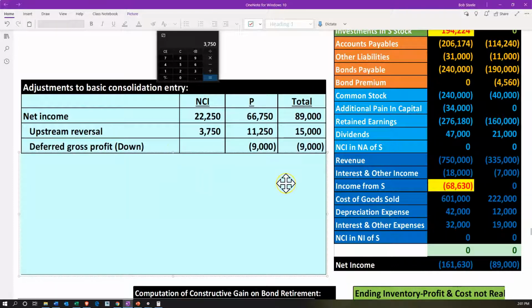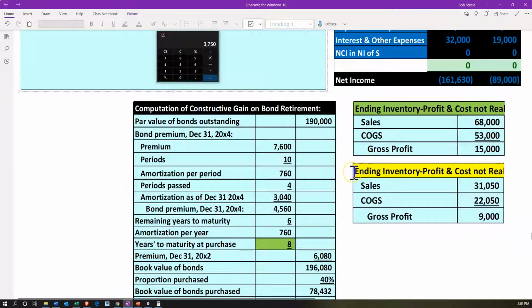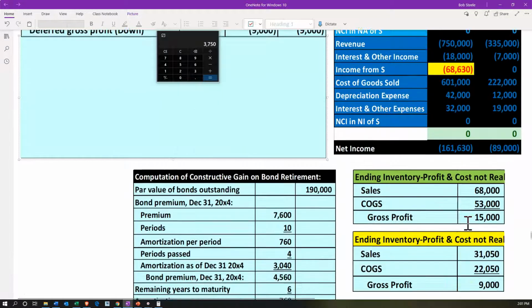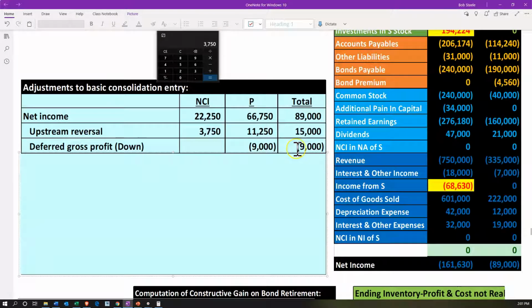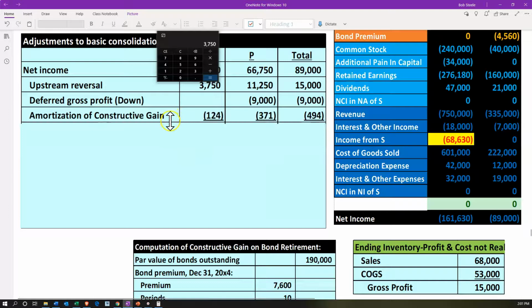Next item, deferred gross profit down. This also has to do with the inventory item, because this is a down transaction rather than an up transaction. Notice here we broke out 75, 25. Here we're just going to be taking all of it going to P rather than breaking that out. That happened here in the yellow component. You can go back up and see where we pulled the data if you so choose. We're picking up that 9,000 here, and again we're applying that all to P for the downstream transaction. Downstream meaning it went from parent to subsidiary.